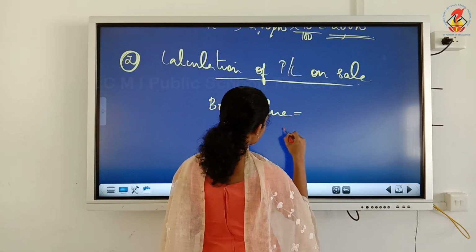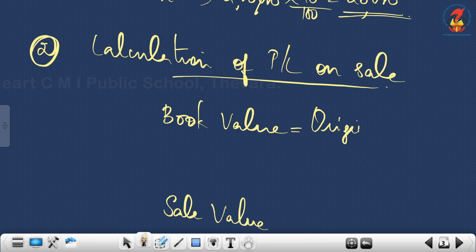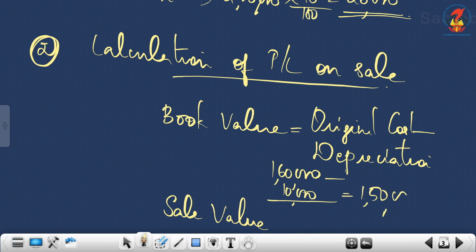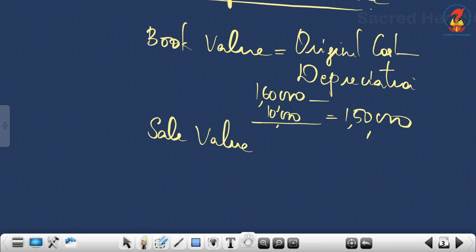Book value is equal to, what is book value? That is original cost minus depreciation. And here the original cost is 1,60,000. Don't take 2 lakhs. The present original cost you have to take. Minus the depreciation is 10,000. So your book value became 1,50,000, which is to be compared with the sale value. Sale value is now 1,20,000.